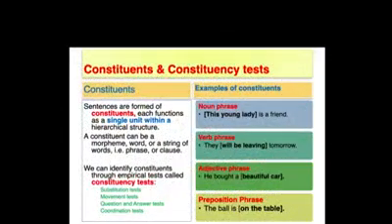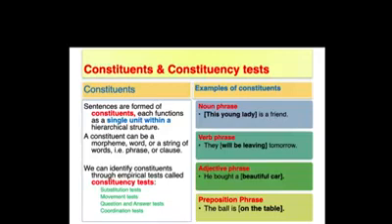Now, for constituents and constituency tests, what do we mean by constituents? Sentences are formed of constituents that function as a single unit within a hierarchical structure. A constituent can be a morpheme, a word, or a string of words, a phrase, or a clause. Now let's have a look at these examples of constituents.